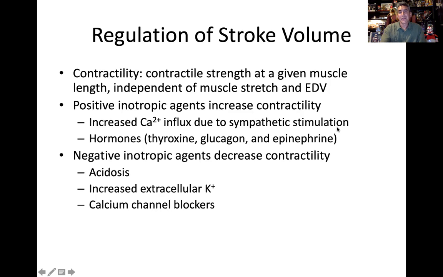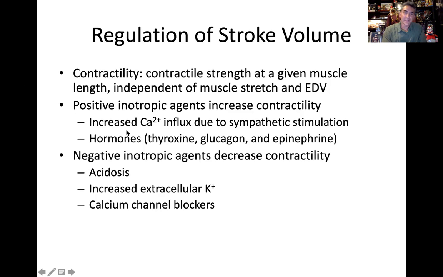It's not listed here, but things like caffeine can act as a positive inotropic agent. I don't recommend it, but cocaine, crack, any of these things are not good, but they're going to be positive inotropic agents that cause that heart to really, really want to contract. Right? So don't do those.